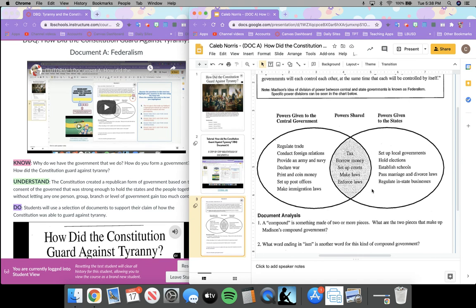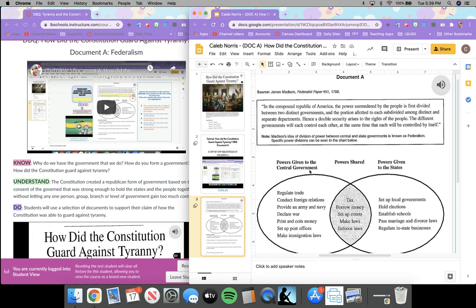So look at question number 1. It says a compound is something made of 2 or more pieces, so 2 things that are separated and come together. What are the 2 pieces that make up Madison's compound government? I want you to think about that for a moment. What are the 2 things that make up his compound government? Obviously, we can tell that the 2 pieces here are the national or central government and the states. It says it right up here in the top.